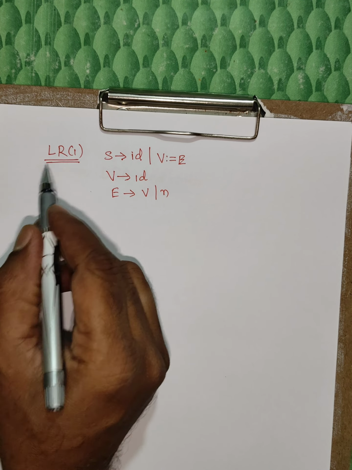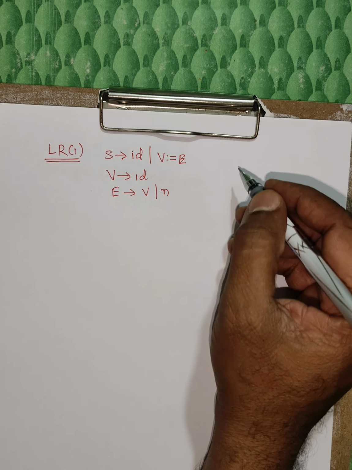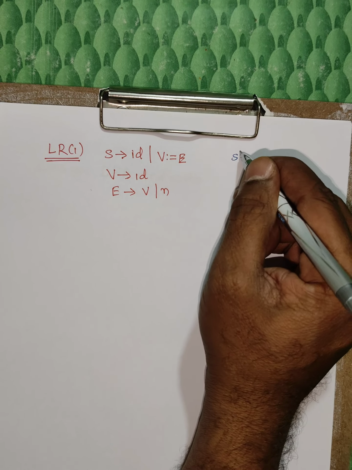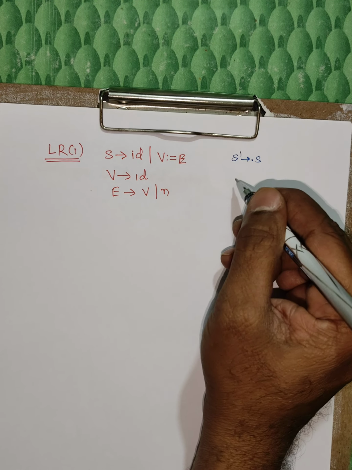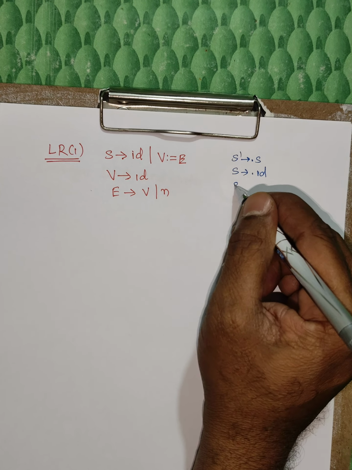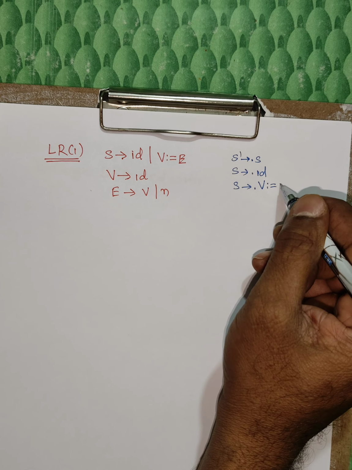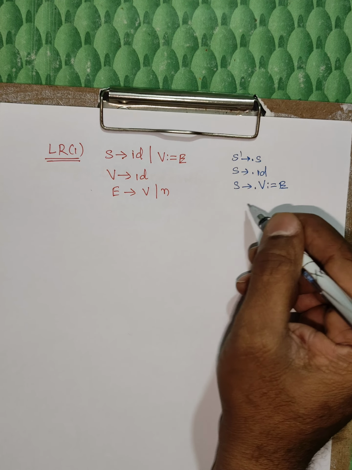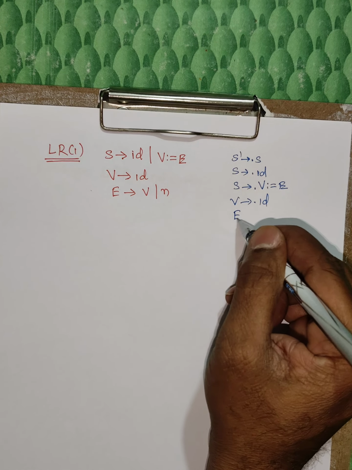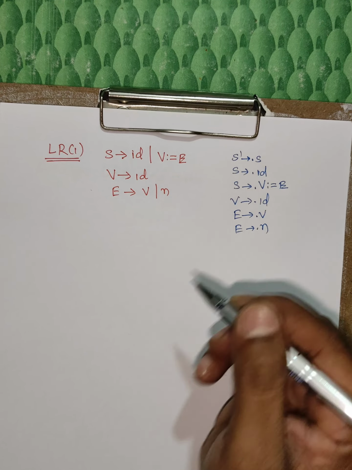This example is construct LR1. In construct LR1, this is bottom-up parsing. In bottom-up parsing, always start with the grammar by adding a new variable, that is S' produces dot S, then S produces dot id or S produces dot V colon equal to E, then V produces id, E produces V, then E produces N.